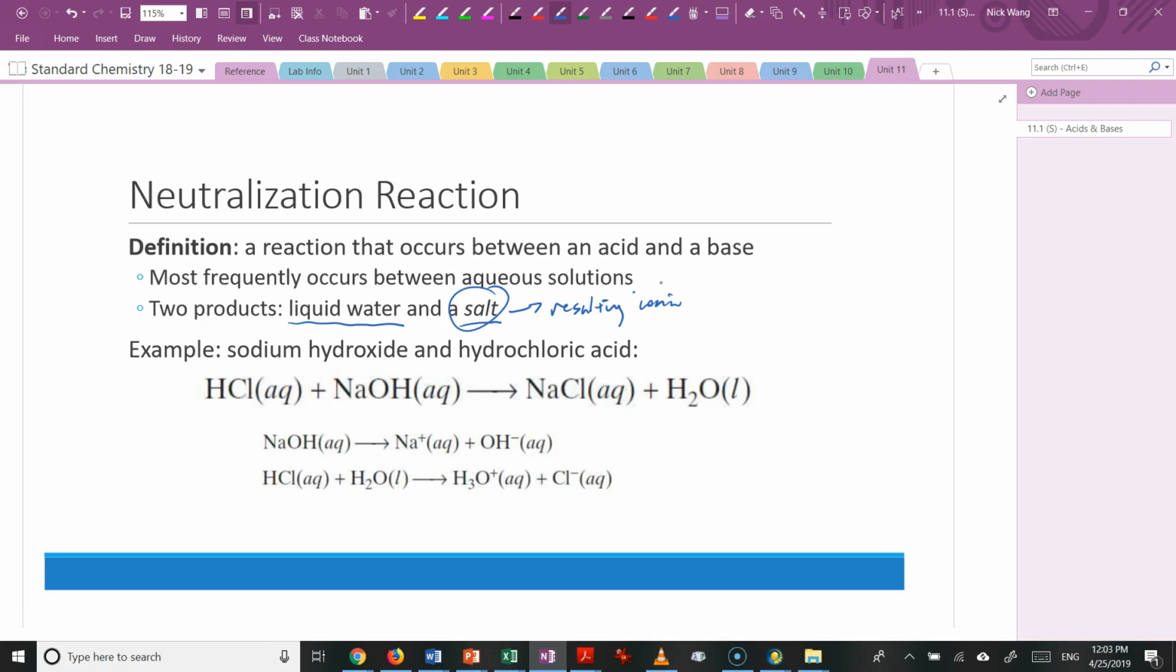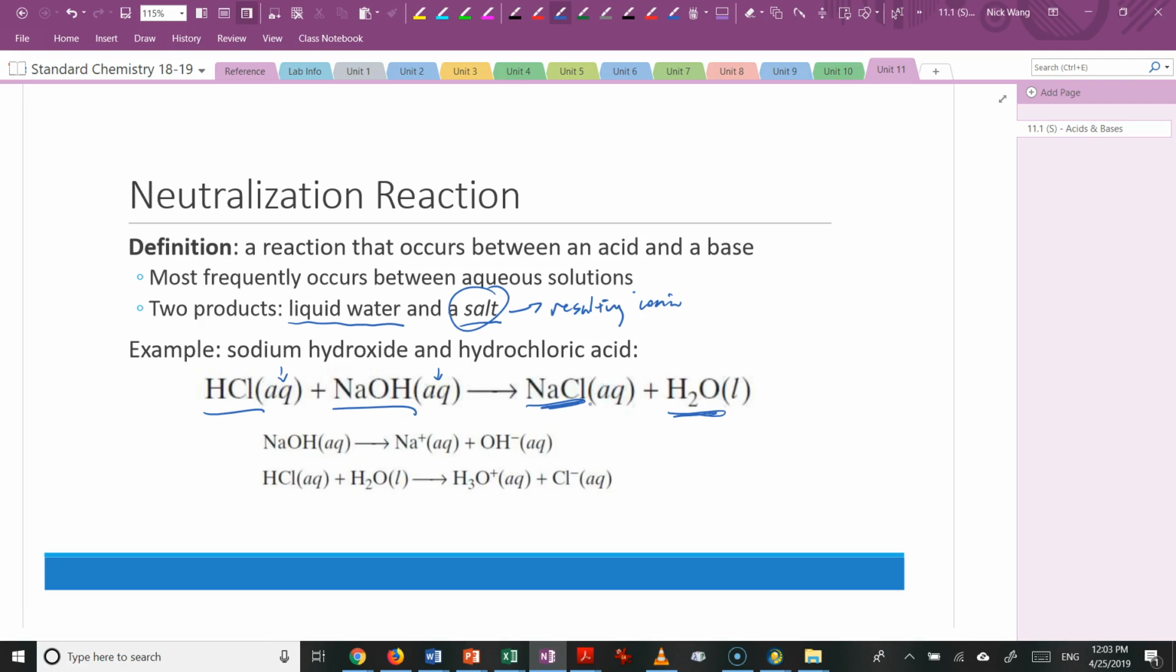For example, sodium hydroxide and hydrochloric acid. So HCl, NaOH, both of these are aqueous, they're both in watery environments. These two react together. It's an acid and it's a base, and therefore it's going to make a water product and a salt. Now, coincidentally, this is literally NaCl, sodium chloride, but it's not always going to be that. Now, how exactly does this work? Remember that you have acid-base reactions.